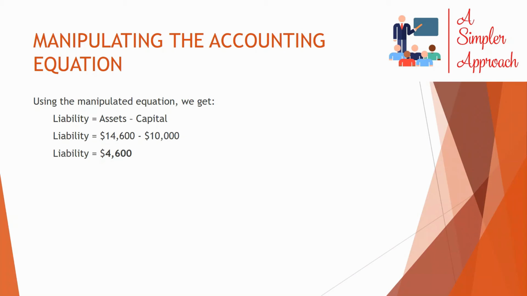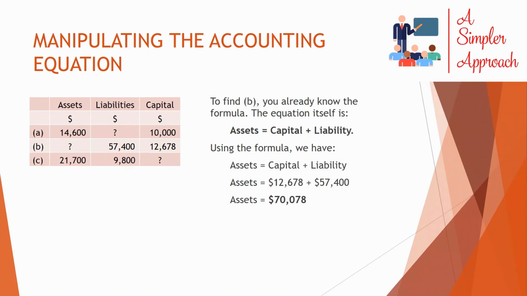Assets equal 14,600, capital 10,000. 14,600 minus 10,000, and we get 4,600. For B, we have assets, we don't know, liabilities 57,400, and the capital 12,600.